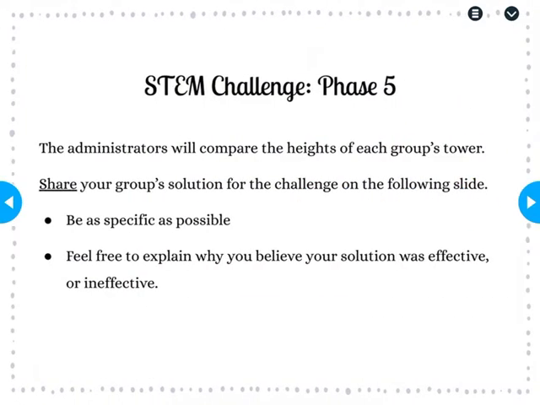So in phase 5, the administrators, again the vice principal and principal, would walk around to compare the heights of each group's tower. While they are doing that, each small group would share what their solution was for the challenge, which is on the following slide. They would want to be as specific as possible in terms of explaining their solution, and they would explain why or why not they believe that their solution was effective.